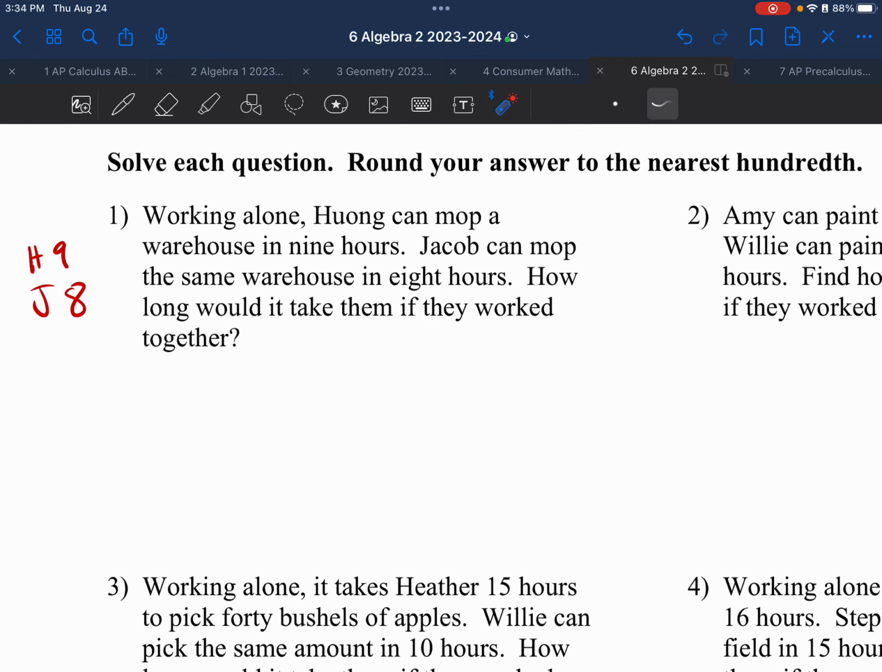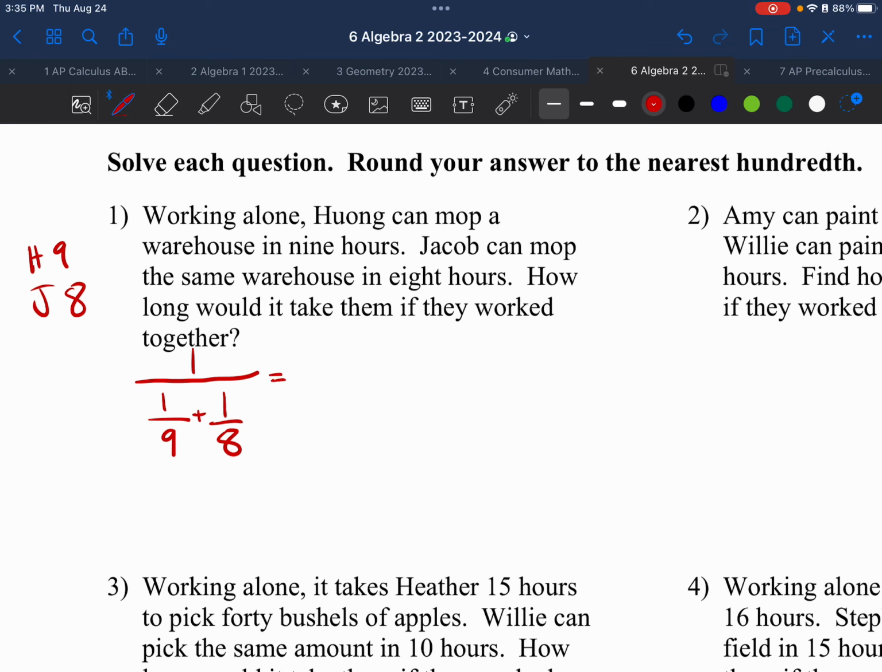The general way that we do this is we turn these both into rates. Instead of just saying the amount of time, we say how many warehouses per hour can they do? Well, Huang can do 1 warehouse every 9 hours, and Jacob can do the same warehouse every 8 hours. And now that these are rates, we can add them together. Once we get that, we divide the number of warehouses by the speed, and we'll get the amount of time it took. So they're going to be doing 1 warehouse in that time. And there is our general formula.